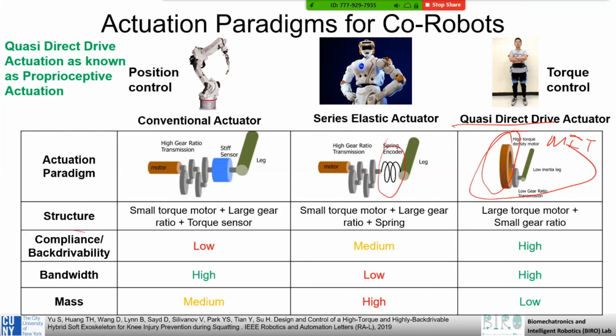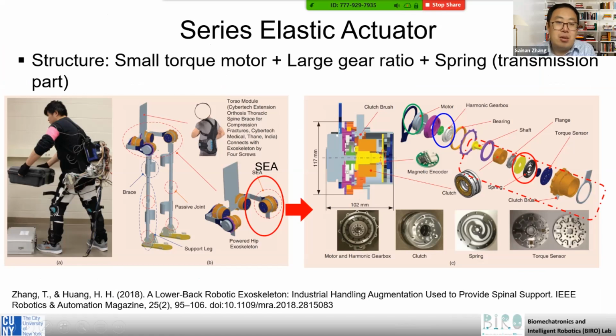But the point I want to make is that this kind of QDD not only has better mechanical performance, but is also much simpler. Let's look at one example of a quasi-direct drive actuator here. This is a hip exoskeleton developed at North Carolina State University. One student, please mute yourself, we have some noise.